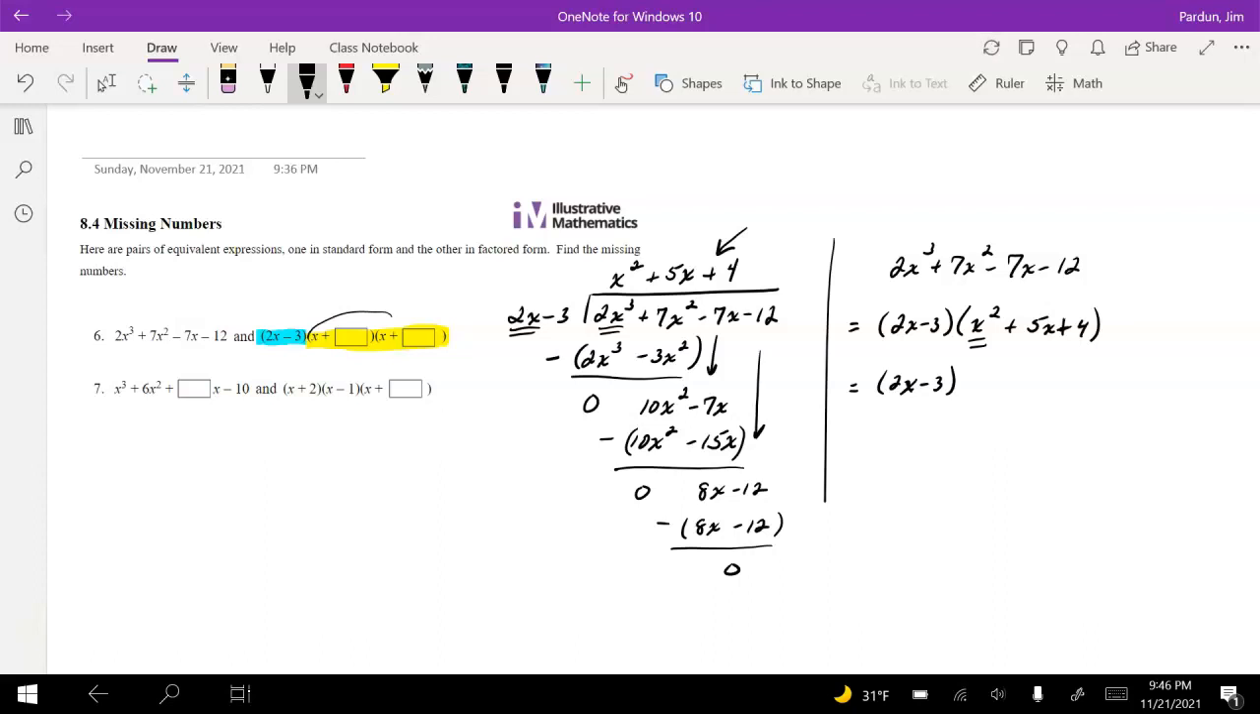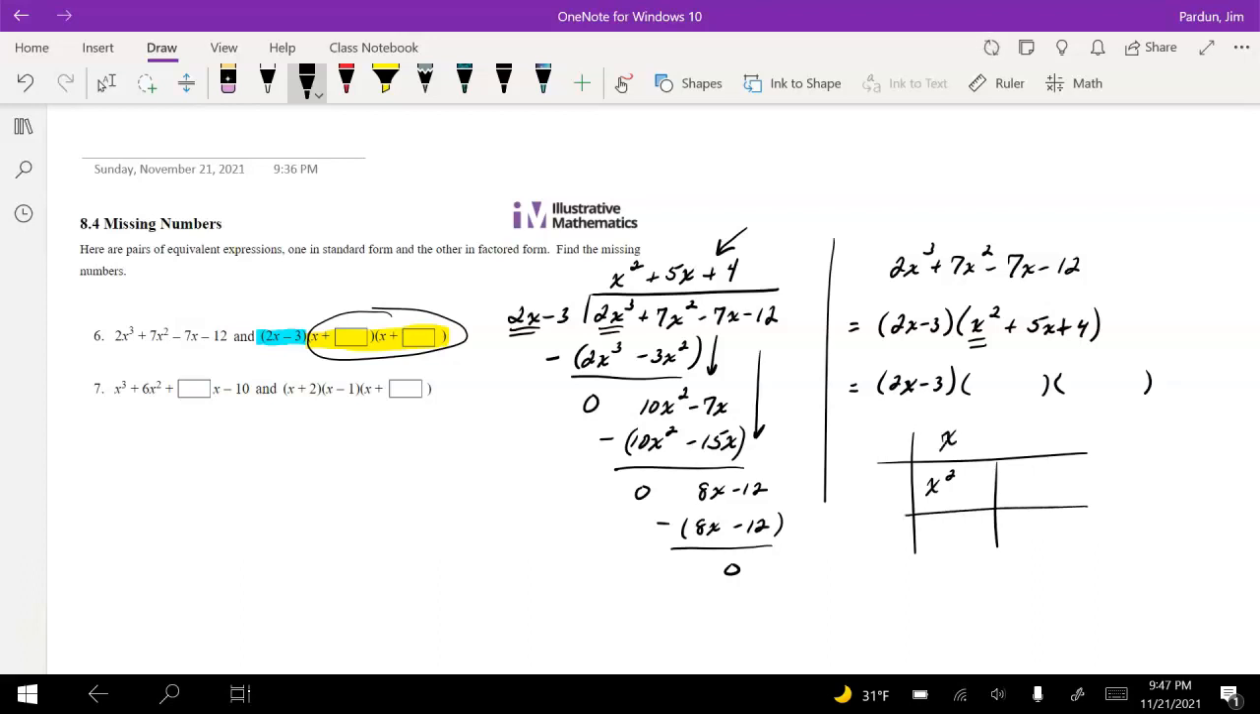Okay, so now, if they gave me another factor, I could just use long division again. But they didn't give me another factor. They gave me these two factors with a blank. So what I'm going to have to do is factor x squared plus 5x plus 4. And some of you are still using a two-way table with this, which is fine. You can do that.